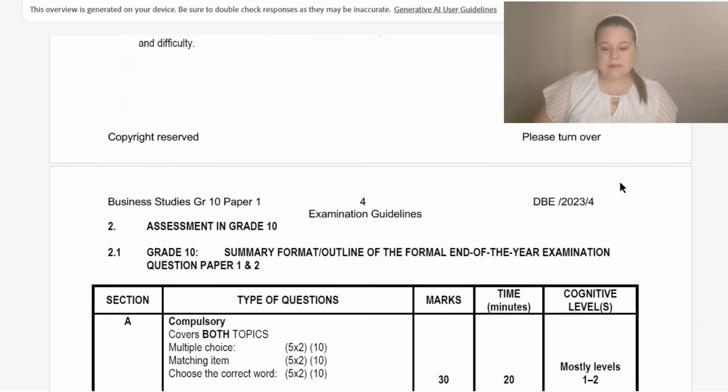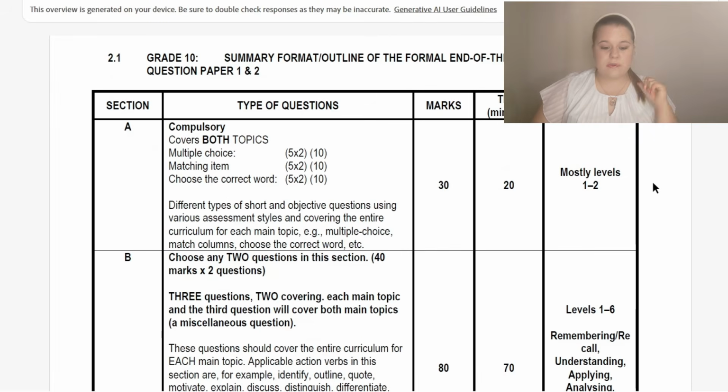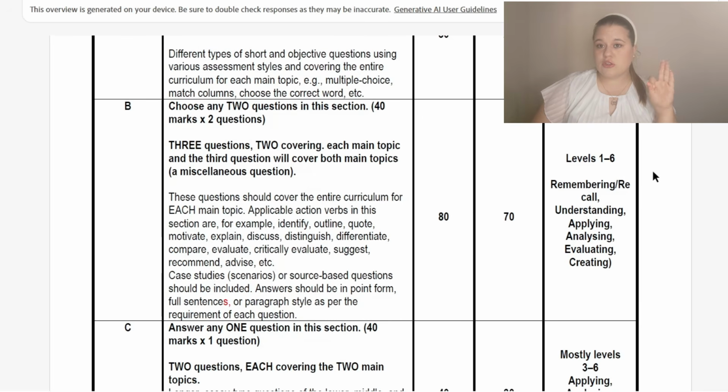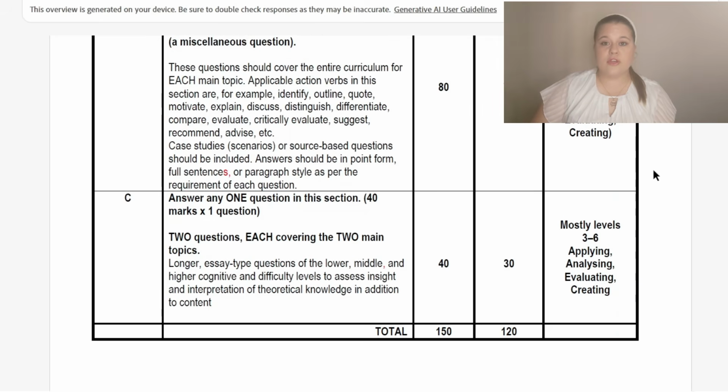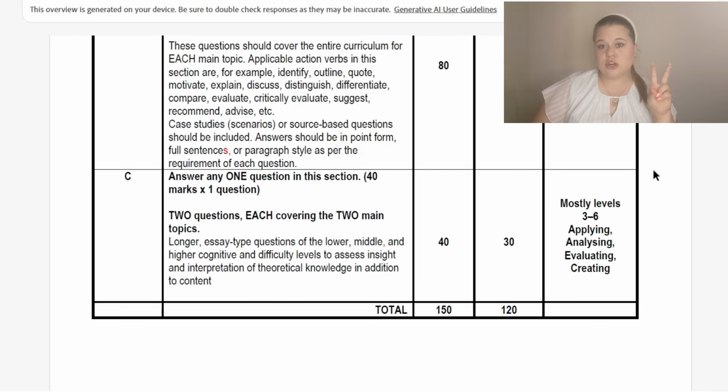All right, and then here we have the structure of the paper. So as you may know, we've got section A, which is compulsory. That is your multiple choice, matching items, and choose the word to fill into the sentence. 30 marks. Then you have section B, where there are 3 questions, and you must answer only 2 questions. And it's going to be 40 marks and 40 marks, making it 80 marks in total. Then you're going to have section C, where you're going to have 2 essays, and you are going to only answer 1 essay of 40 marks.